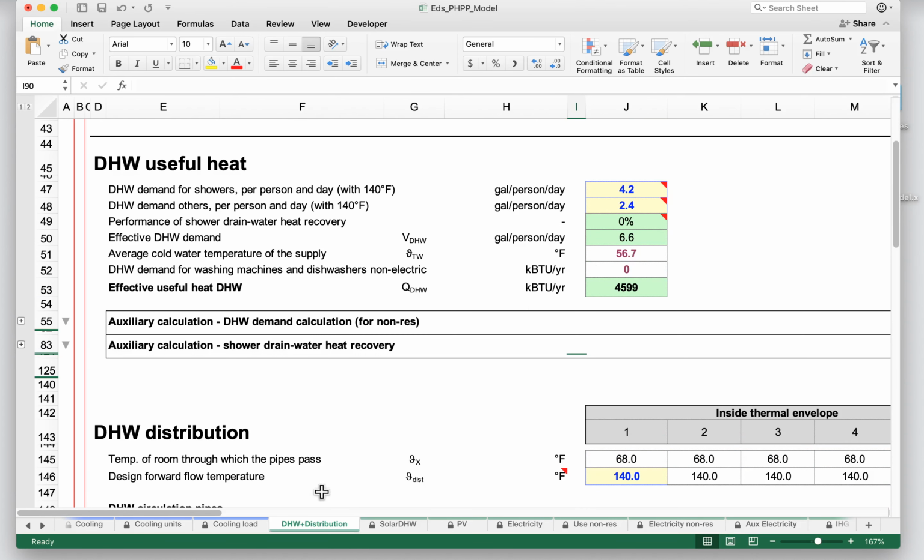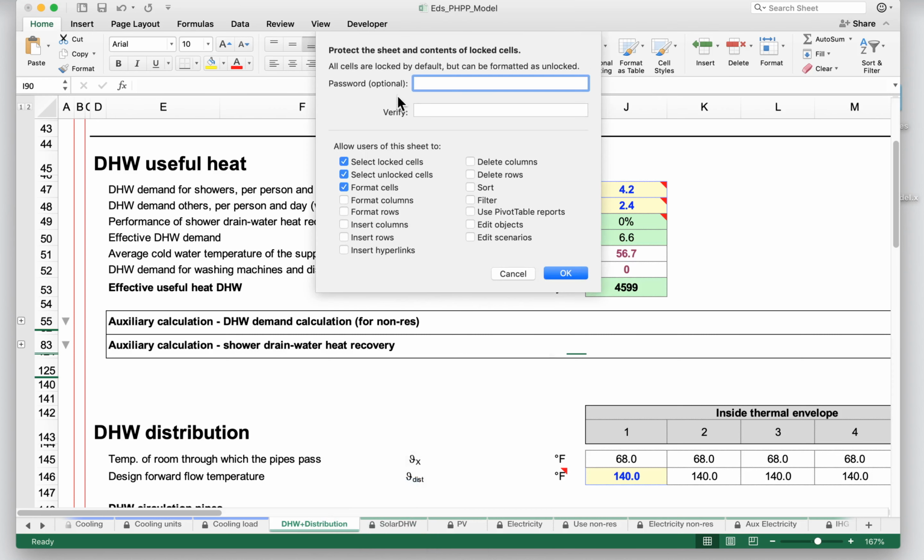Now, I unprotected this worksheet, and so good practice, of course, is to come back down here to the domestic hot water and distribution, right-click, and say protect the worksheet. And of course, I'm not going to give it any password. I don't want to password protect it. I just want to protect it against any accidental breakage on my part, any accidental copying and pasting or deleting rows or columns or things like that.